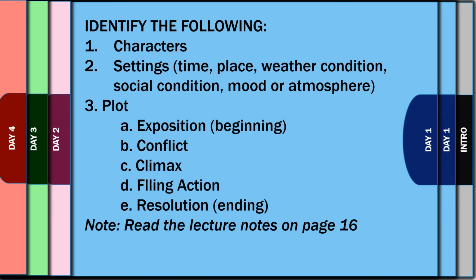According to the instruction in learning task 1, you have to identify the following. Number 1 is the characters. Looking at the pictures, you can see the characters. For example, it could be a woman, a man, a boy, and so on. Number 2, settings. How can we identify the setting in those pictures? So you have to look for the following.